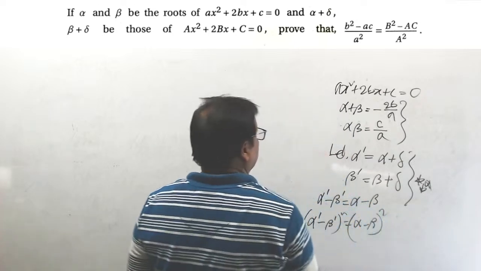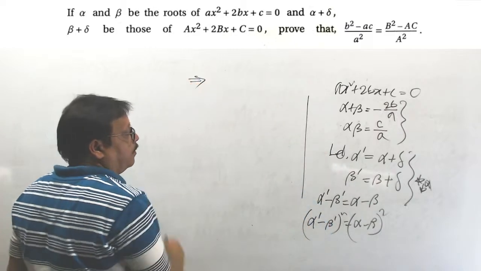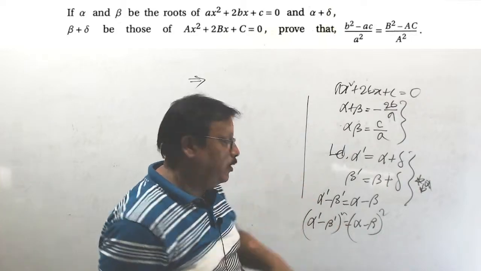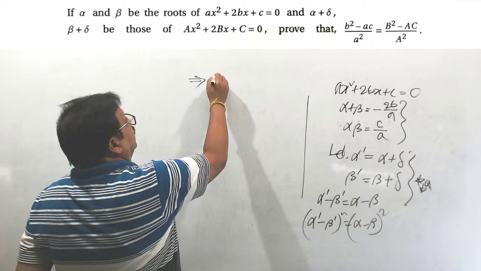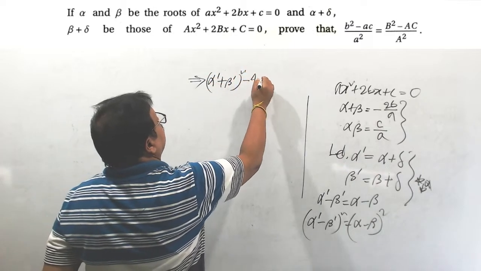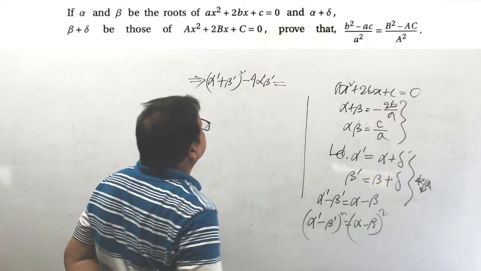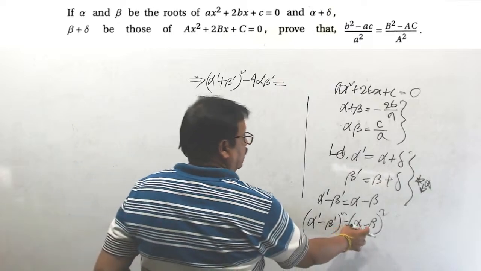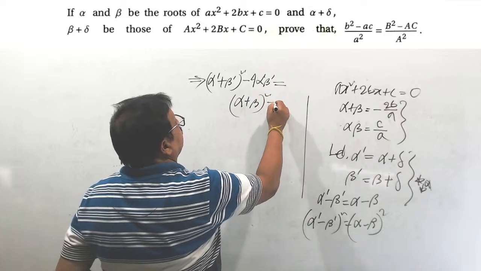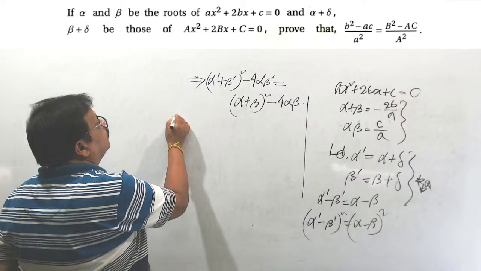Okay. Now after that what can you write? This implies (a minus b) whole square means (a plus b) whole square minus 4ab. So (alpha dash plus beta dash) whole square minus 4 alpha dash beta dash equals this one, that is (alpha plus beta) whole square minus 4 alpha beta. Understood? Now put the values.